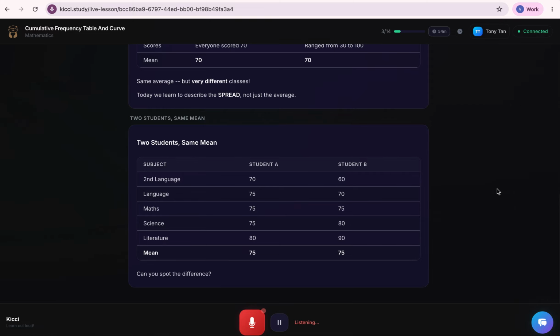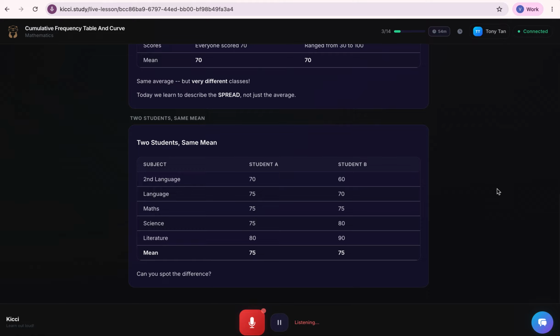All right, let's meet these two students, A and B. Their scores across different subjects are shown in the table. Take a moment to calculate the mean for each student. What do you notice about their averages? So the student A average is, I think, almost 75, and student B also 75. You got it exactly. They both have a mean of 75.